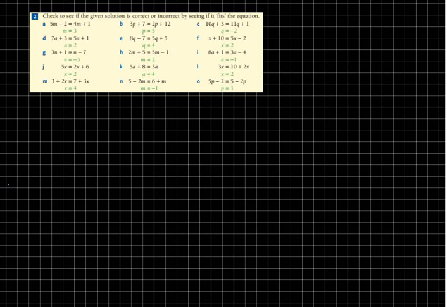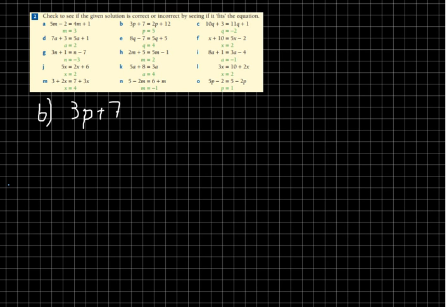In this exercise we already have the answer and we have to check if that answer is correct or not, because it could be wrong. So let's try to work with one of those. I'll try it with exercise B, and in exercise B we have 3p plus 7 equals 2p plus 12, and they're saying that the answer is p equals 5.